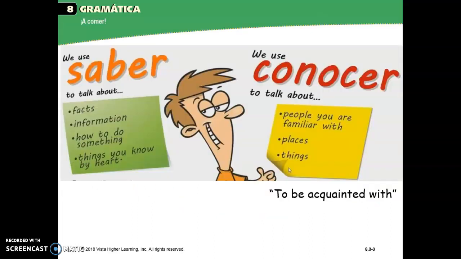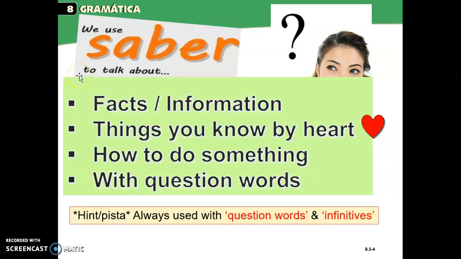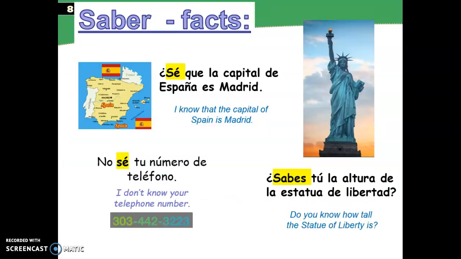So when do we use these? Saber is used to talk about facts that we know, or information that we know, or things we know by heart. And how to do something. If we know how to do something, we use saber. And there's just a hint that they're almost always used with question words. And I'll explain that later. So let's look at the facts.